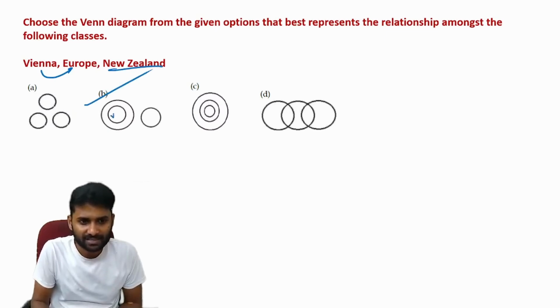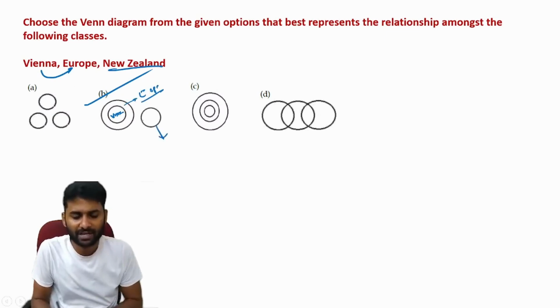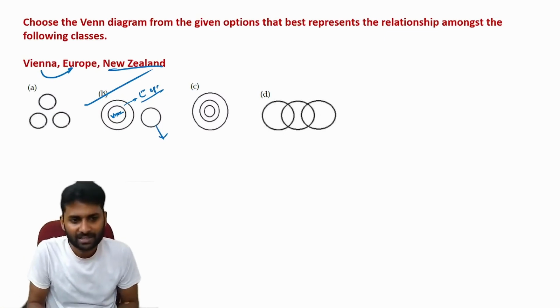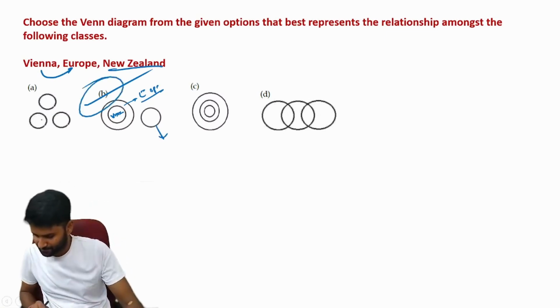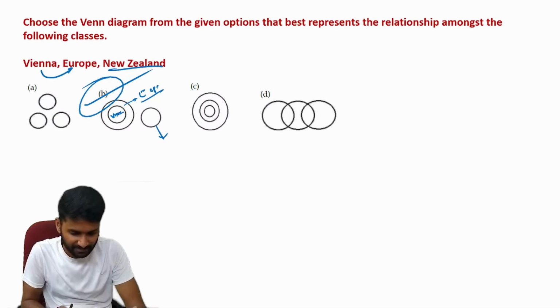See, the inside circle is all about Vienna, and this circle represents Europe. Why? Because Vienna is a part of Europe. New Zealand has no connection with Europe and Vienna. That's why we have to take the other circle. So here the suitable answer is B. Are you clear with this relation?